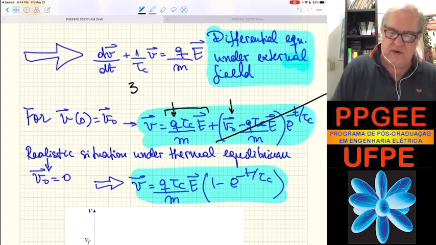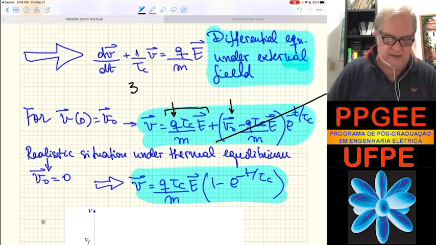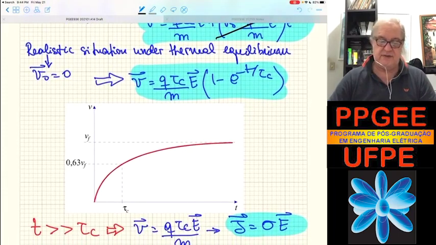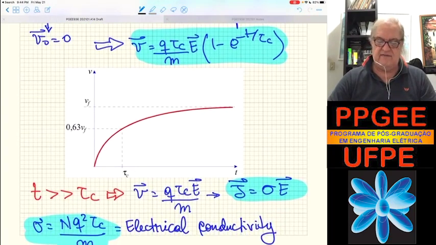So, going back to the more realistic situation in which V0 equals 0, the solution is something like this. At all times, the average velocity is collinear with the applied field. Let's forget the sign here. With the same positive charge, you have the same direction. So here's the curve, right? So for t much larger than tau_c, for all practical purposes, the velocity is going to be the steady state value, which is q tau_c over m, right?